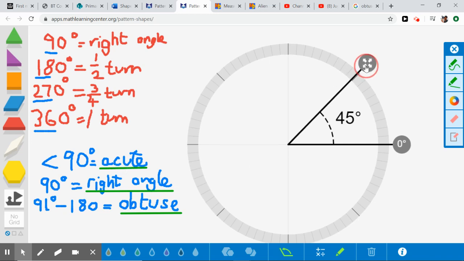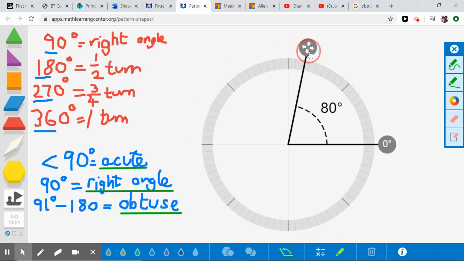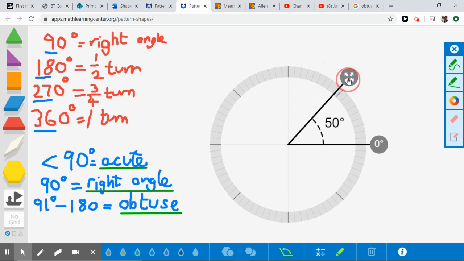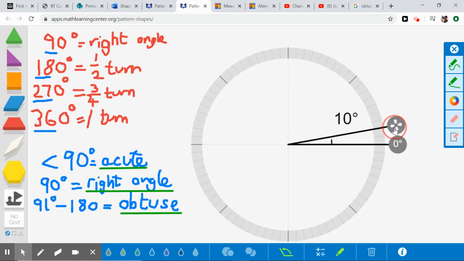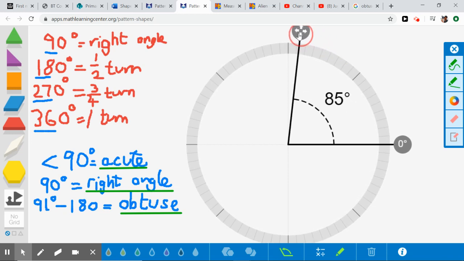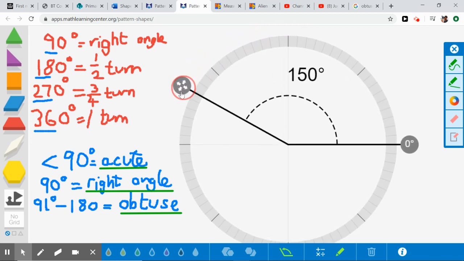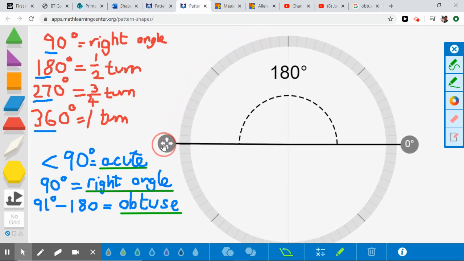So any angle that is smaller than a right angle is an acute angle. Anything less than 90 degrees. As soon as we get to 90 degrees, well, we've now got a right angle. And then any angle that is between 91 and 180 degrees, which is a straight line, we call obtuse.